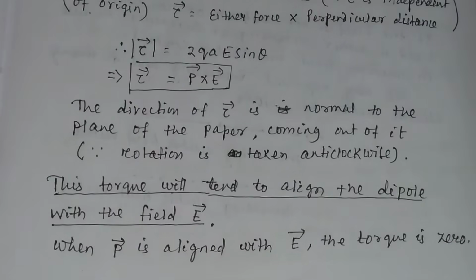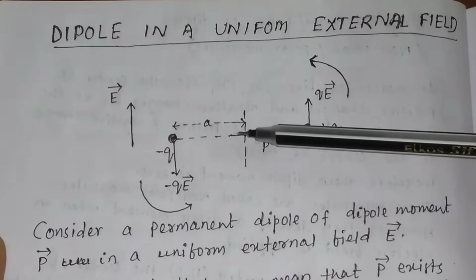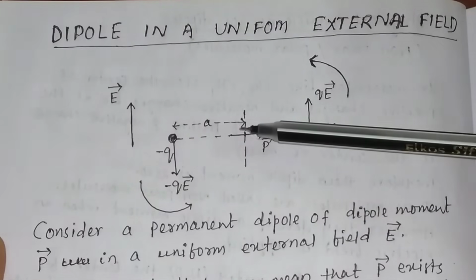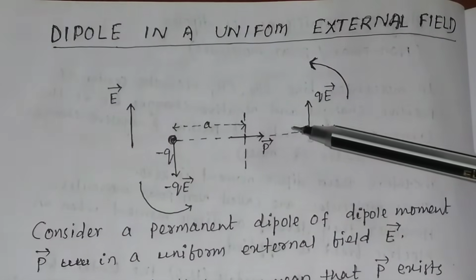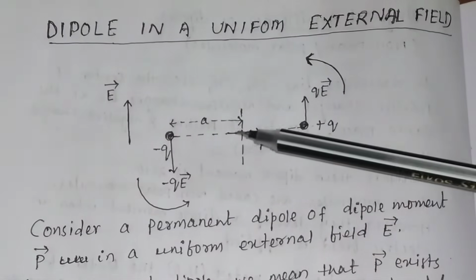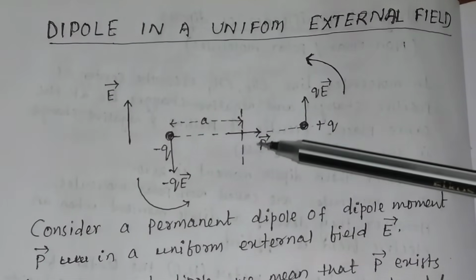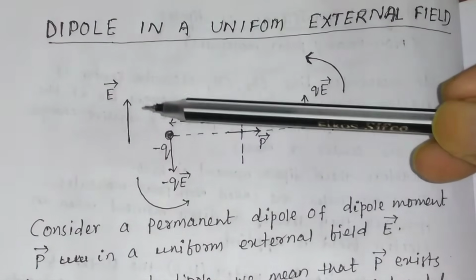So when a dipole is placed in a uniform external electric field, then the force will be equal to 0. There will be no translation of the dipole, but there will be rotation. There will be rotation of the dipole so long as the dipole is not aligned in the direction of the field.